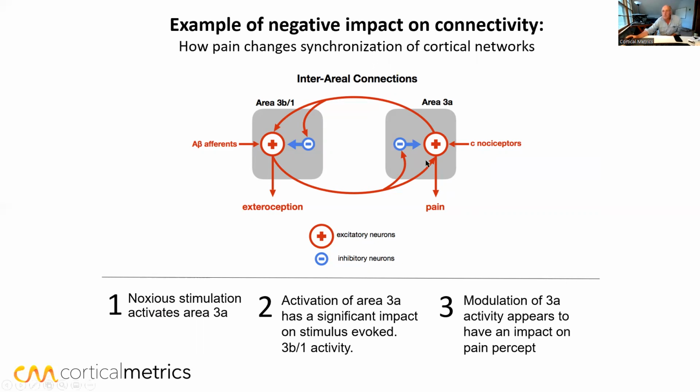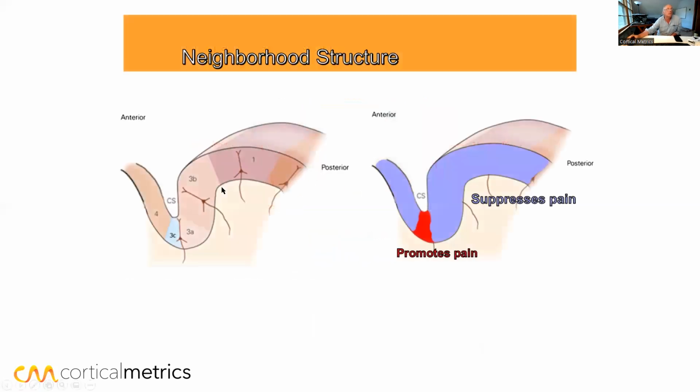And when you get a lot of pain activating, if you have somebody who has chronic pain, this area is active quite a bit. And that area will suppress area 3B, and it'll disrupt the connectivity in area 3B as well. This kind of suppression will make things much, much more difficult. And if you want to look at what it really looks like, here's area 3A, here's area 3B. Area 3C is what we call the part of area 3A that actually promotes pain.